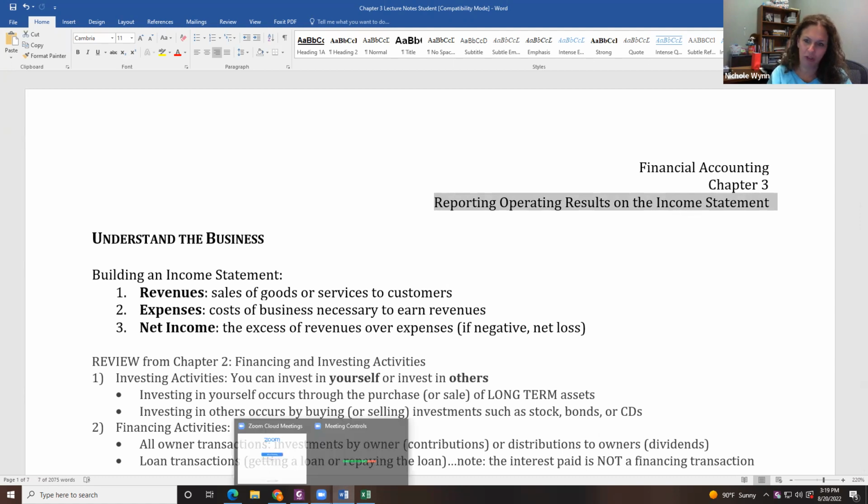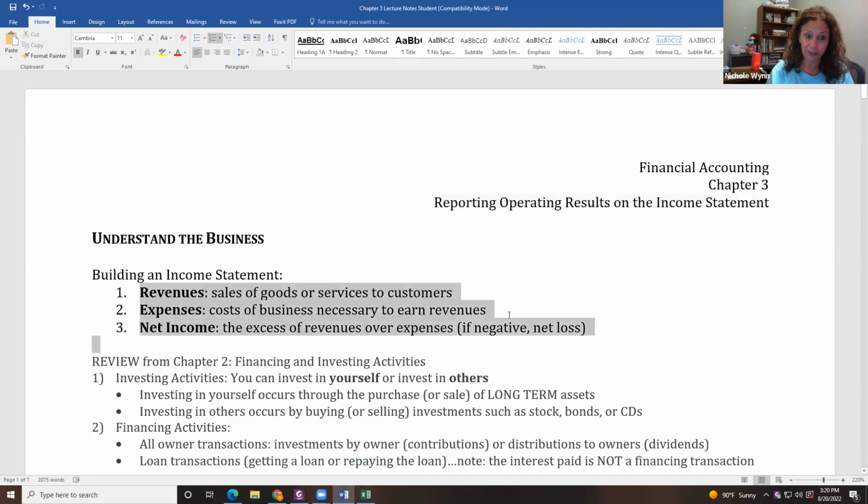Last chapter's journal entries were all us buying supplies or buying equipment, getting loans, or getting money from owners. That's basically the only thing that happened in chapter 2. But we learned the rules of debits and credits, so it was super important. Now we're going to use those rules and apply them to revenues and expenses.